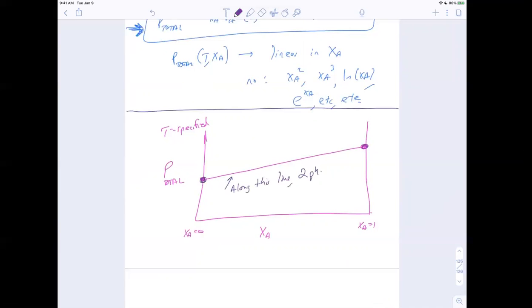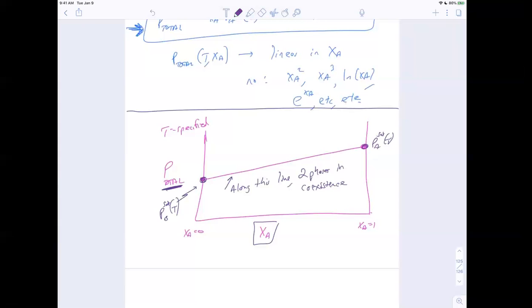There's two phases in coexistence, okay? So this is X sub A, all right? This is PA sat at T, and this is PB sat, vapor pressure B at that temperature, okay? And the line represents total pressure as a function of mole composition in the liquid. Now, so we have two phases here, okay?